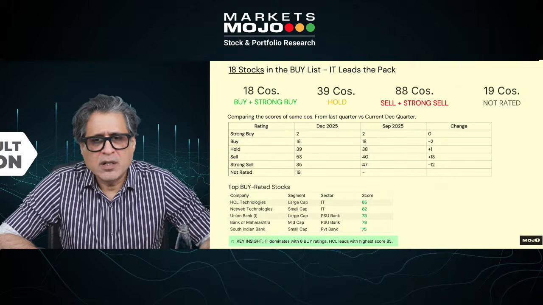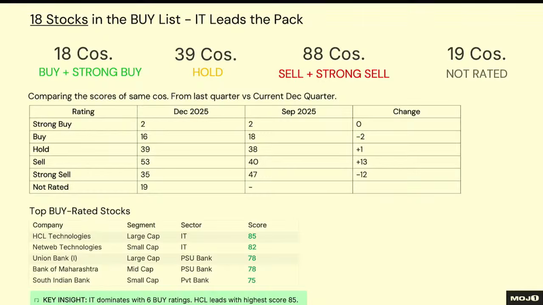If you look at the December versus September quarter, 2 companies out of 164 were in strong buy, remains as 2 companies. 18 companies which were in buy becomes 16 companies, so a drop of 2 companies. Hold remains similar, 38, 39. Sell goes from 40 to 53. Strong sell goes from 47 to 39.